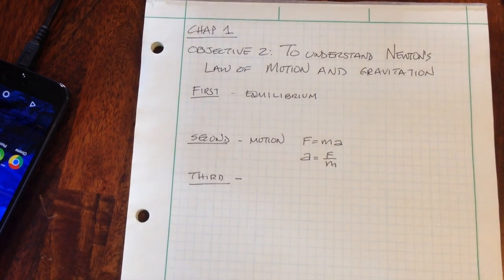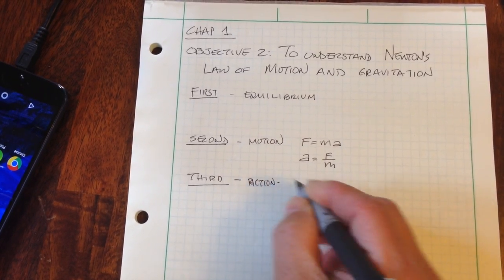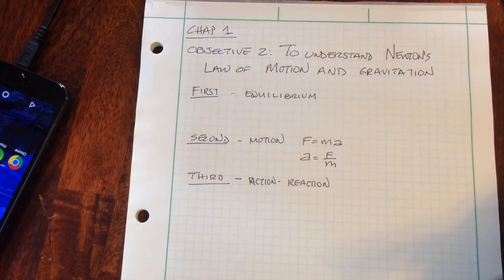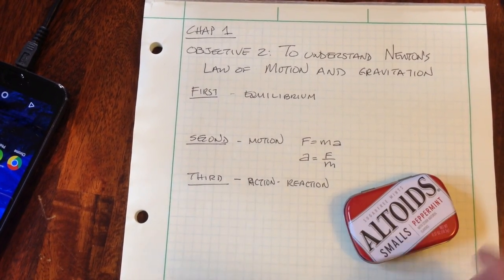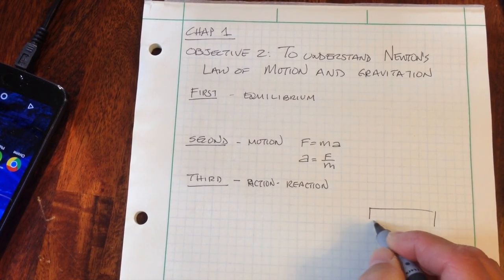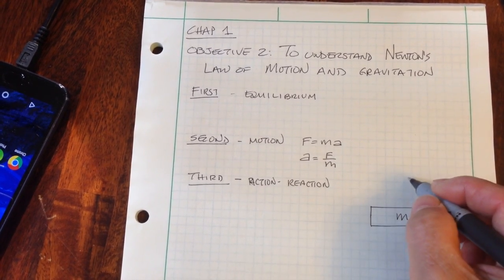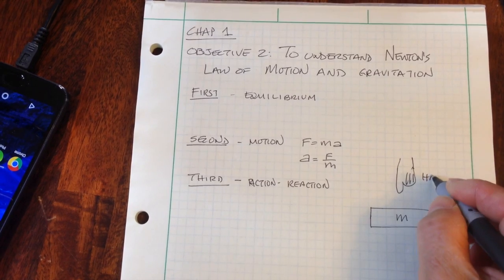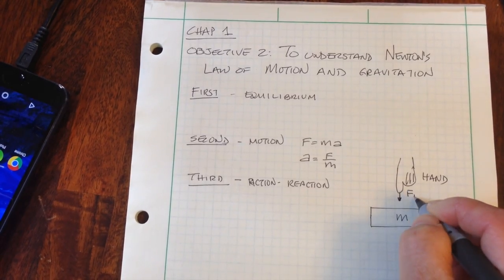The third law says for every action, there is a reaction. So again, let's say I have my Altoid box. I apply a certain force. In terms of idealization, I would have my Altoid box with a certain amount of mass. I'll take my hand. That's my hand. That's my finger. I will apply a certain amount of force F.